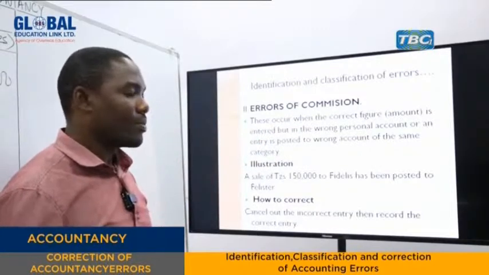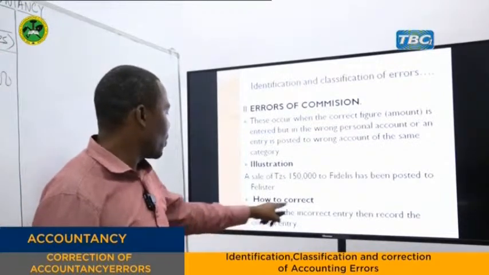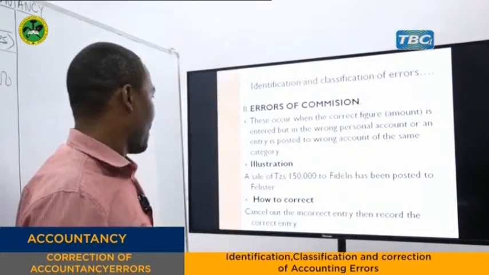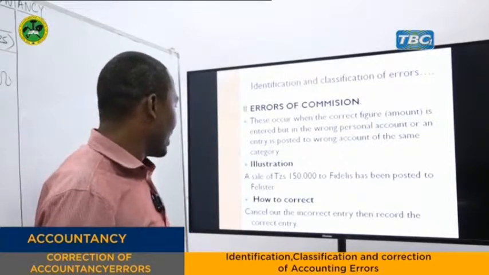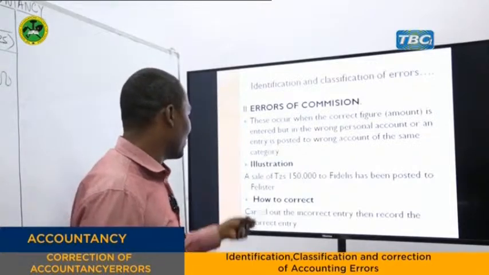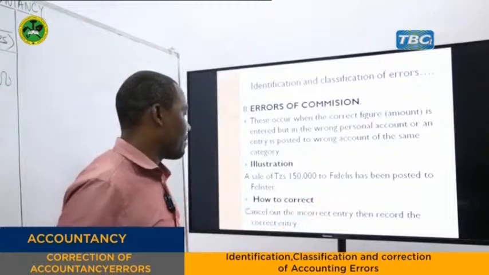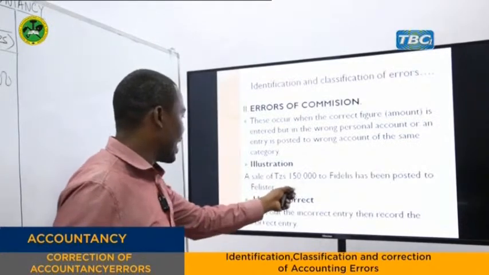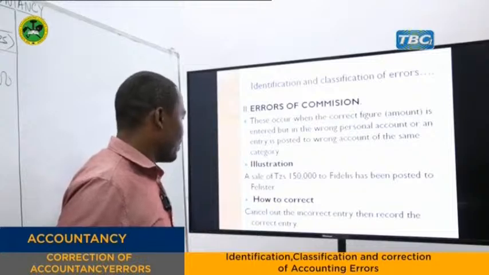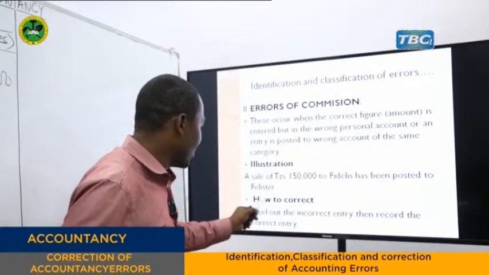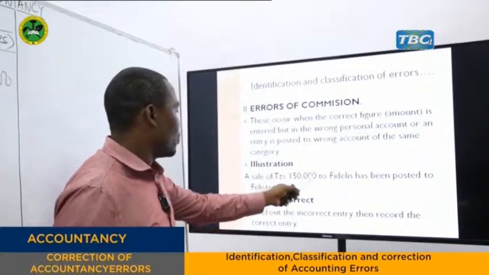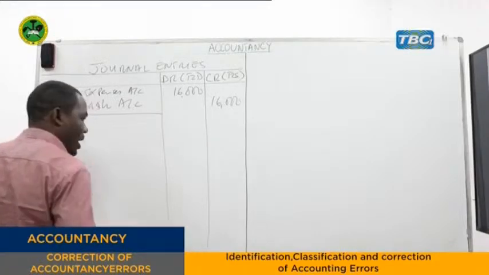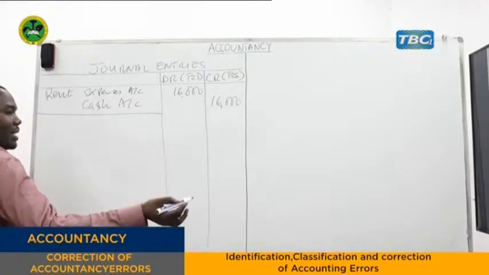So when errors of commission happen, how do we correct them? You cancel out the incorrect entry, then you record the correct entry. Let's see an example. A sale of TZS 150,000 to Fidelis has been posted to Ferista, as I said. So we sold goods to Fidelis, but instead of recording to Fidelis, we recorded it to Ferista. So we recognized Ferista as our debtor for this transaction, but basically our debtor is Fidelis. So we need to cancel out the entry in Ferista's account to record it to Fidelis. We cancel out the incorrect entry that we debited to Ferista. Now we credit Ferista, we debit Fidelis.